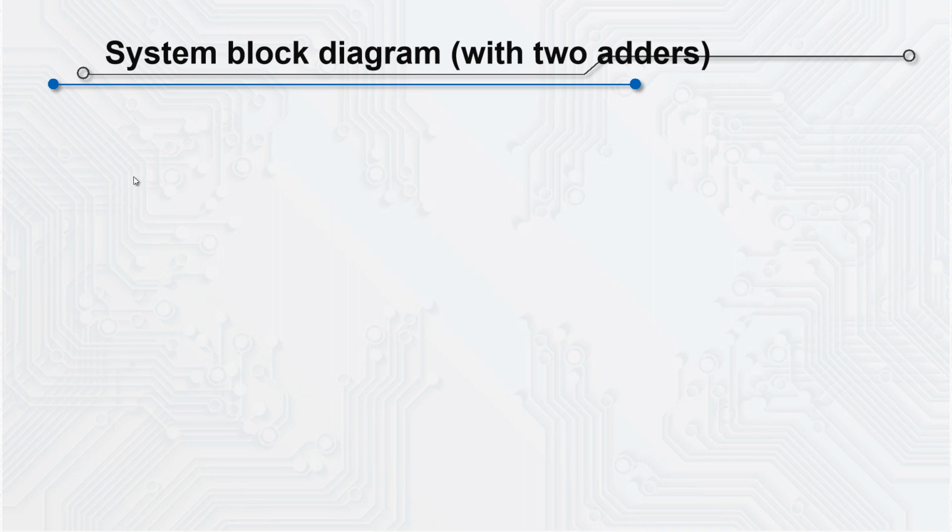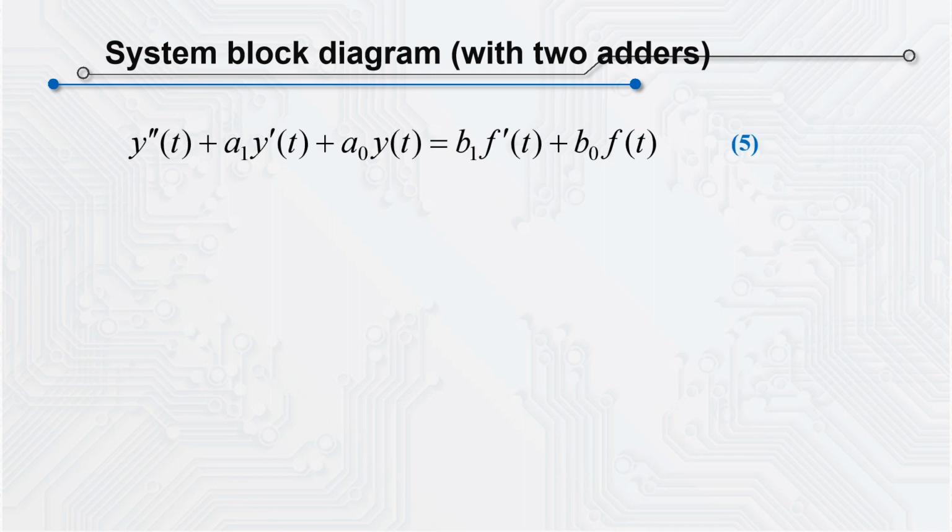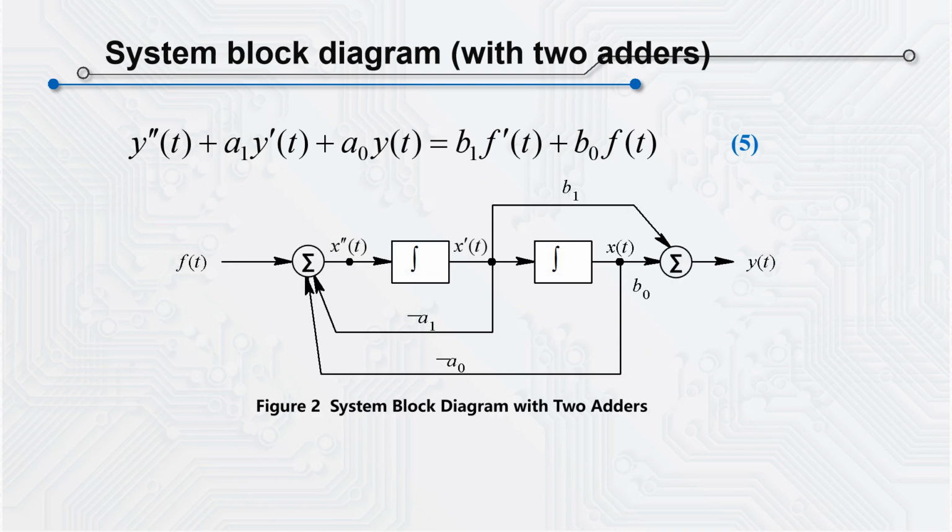Let's look at how to use 2 adders to implement second-order differential equation. Formula 5 is a general expression of second-order differential equation. Such a second-order differential equation can be described by the system block diagram with 2 adders in Figure 2. These 2 adders are the adder at the input end and the adder at the output end.